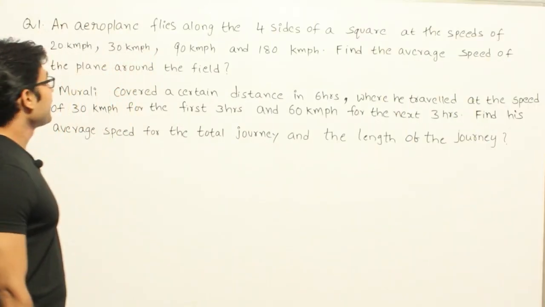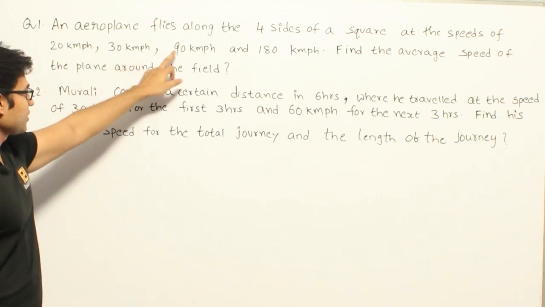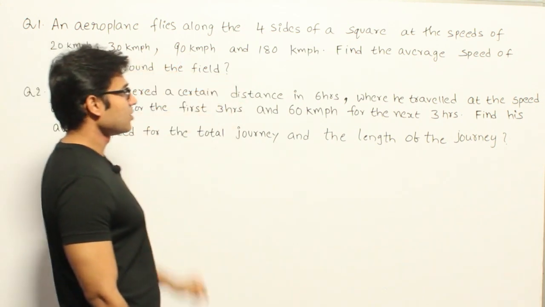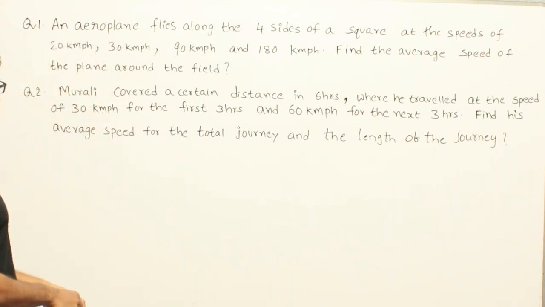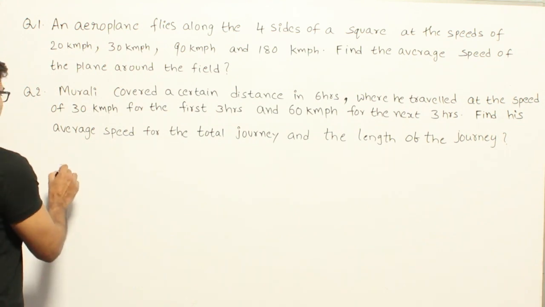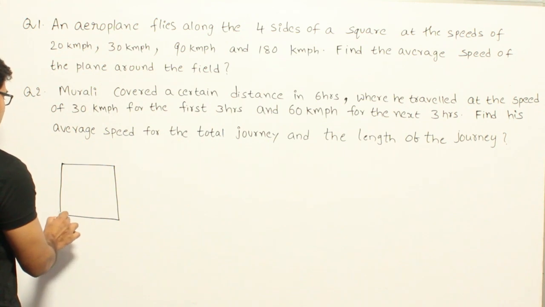Let's see this. An aeroplane flies along the four sides of a square at the speeds of 20 km per hour, 30 km per hour, 90 km per hour and 180 km per hour. Then find the average speed of the aeroplane across the field. So they are saying that an aeroplane is flying in the sky in the shape of a square, right?